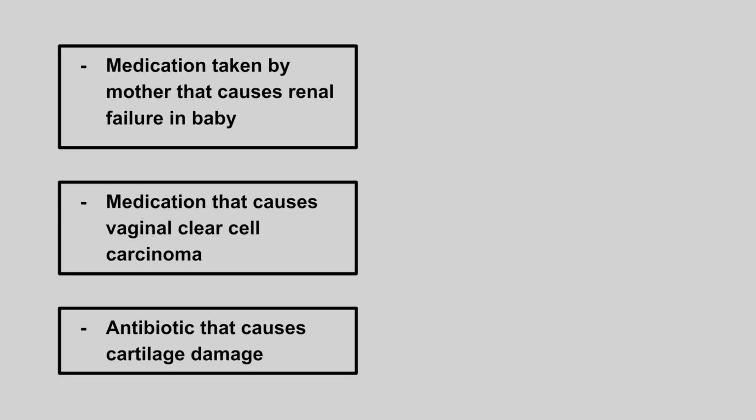Next, we have a medication taken by a mother during pregnancy that causes renal failure in the baby. So this is going to be ACE inhibitors. An example of this is lisinopril. Next, we have a medication that causes vaginal clear cell carcinoma. So this is DES.